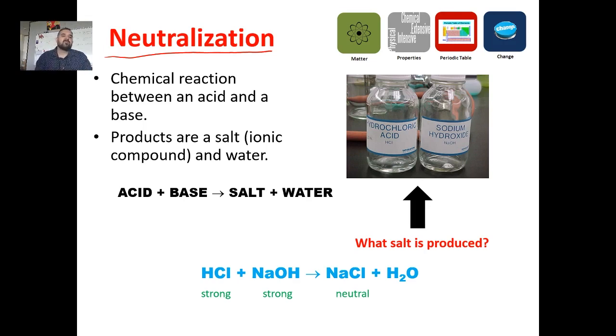The products of a neutralization reaction are always going to be a salt and water. So anytime you add an acid and a base together, you're always going to produce water, and you're always going to produce some type of salt. And by salt, I mean ionic compound.